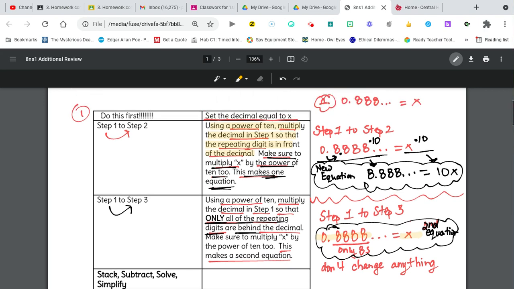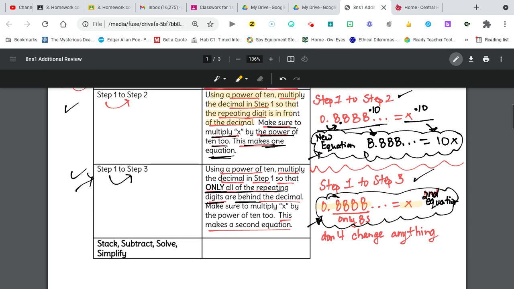So I've done step 1, I set it equal to x. I went from step 1 to step 2. Okay, I got that new equation. I went from step 1 to step 3. I did that right here. It wasn't a new equation. I just kept the equation because all of my digits that were repeating were only behind the decimal.